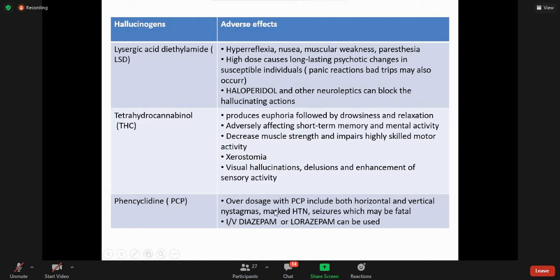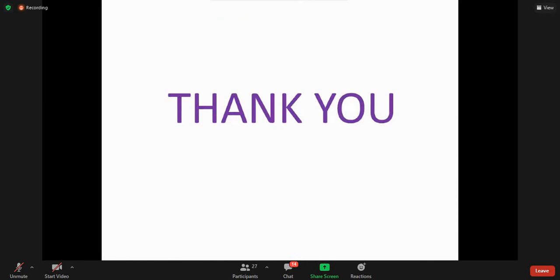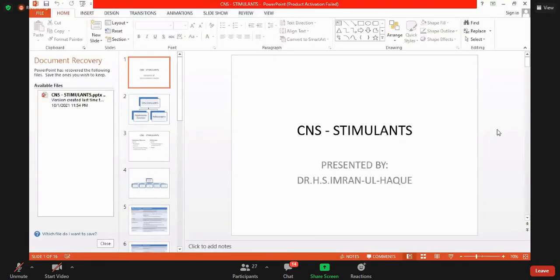Phencyclidine overdose includes both horizontal and vertical nystagmus, marked hypertension, seizures, which may be fatal. Intravenous diazepam or lorazepam can be used. So this is all about the CNS stimulants and hallucinogens. What we have discussed is the exam-oriented or important points that at least you should know at this level.